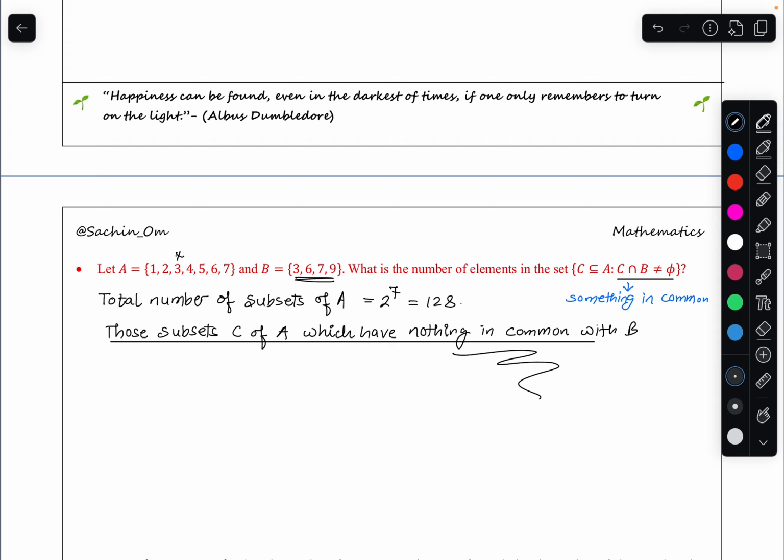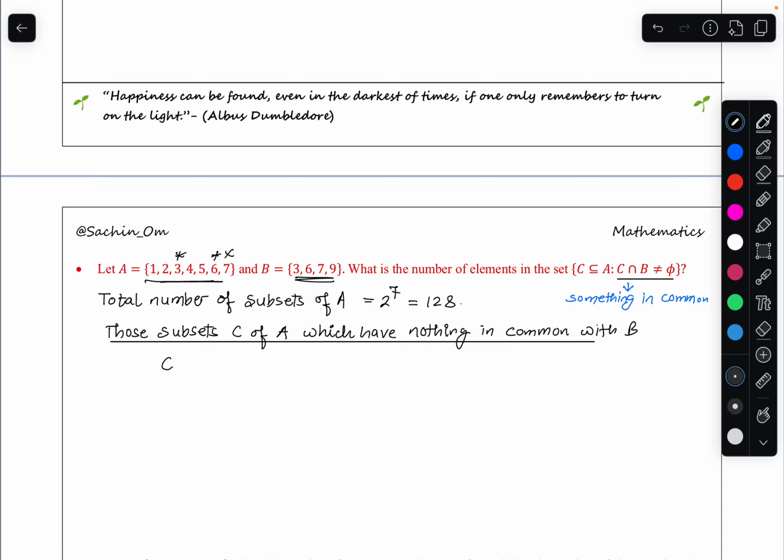So the element 3 I cannot and should not take. So is the case with 6 and 7. So while forming the set C that I want, I can choose any element from A except these three elements. Because if I choose one of these three, this thing gets violated. I want nothing in common with B.